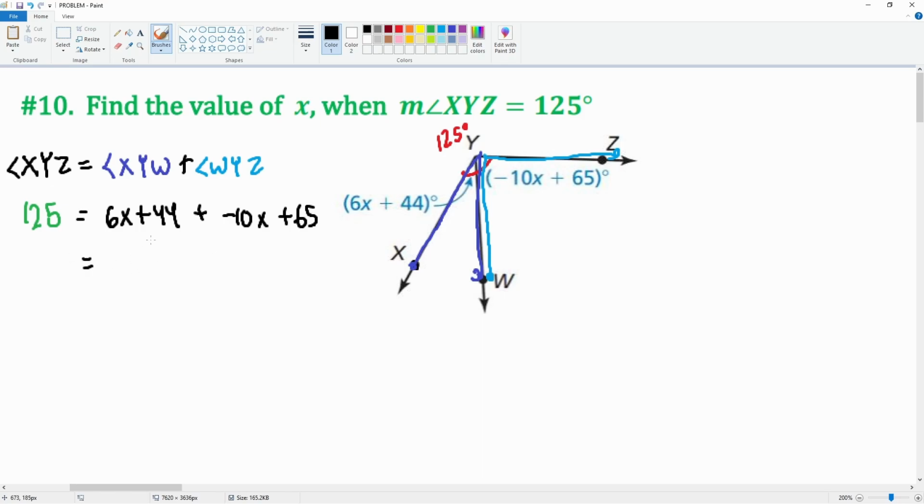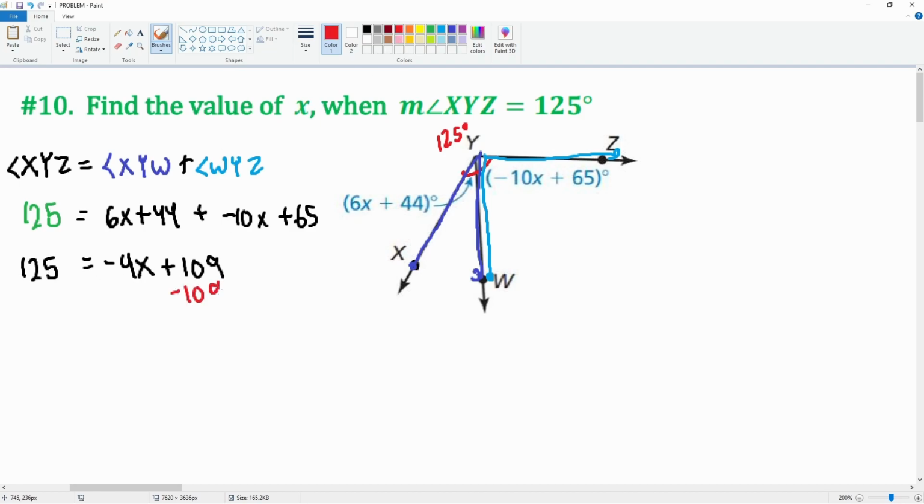Okay, we can combine some like terms. 6x and negative 10x gets us negative 4x. Then we have 44 plus 65. That gets us 109. This equals 125.